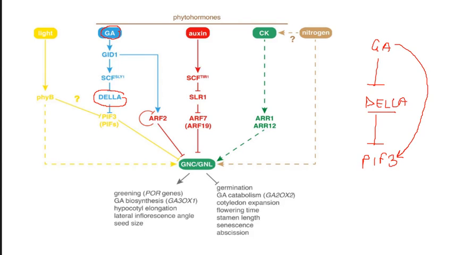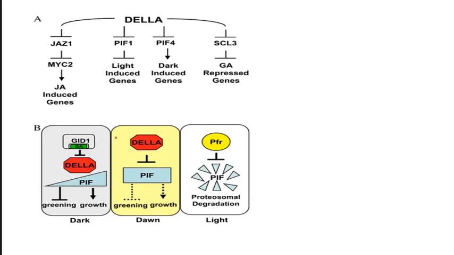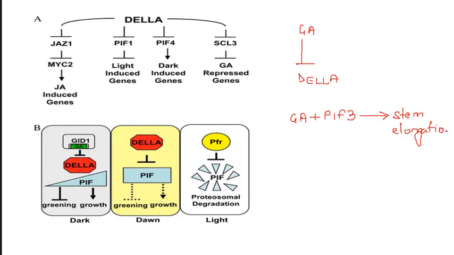Now look at another picture. Whenever gibberellin is present, DELLA will be repressed. So now DELLA cannot repress PIF3, so PIF3 is active and it will show stem elongation. If you have studied sensory biology, you must know that this is a condition in dark. GA level is very high in dark condition and stem elongation occurs at that time.